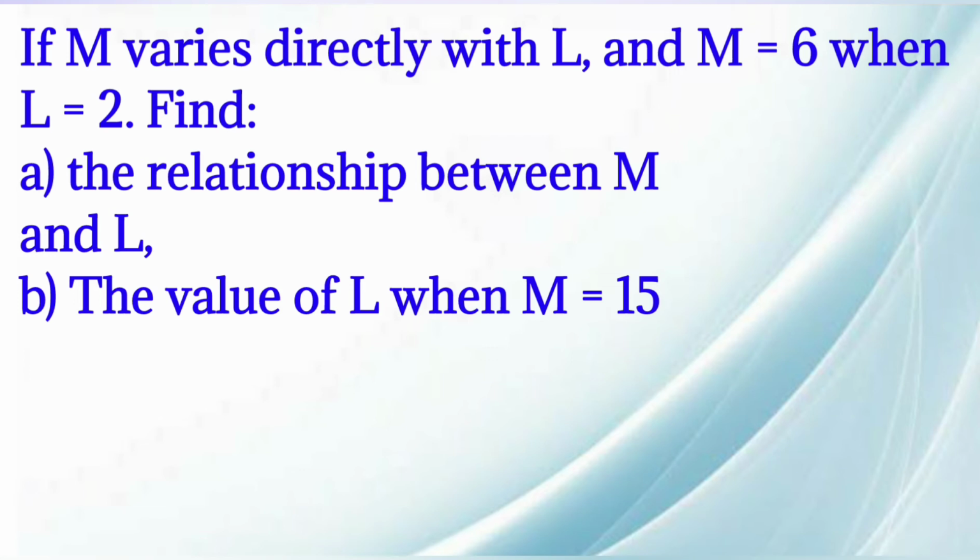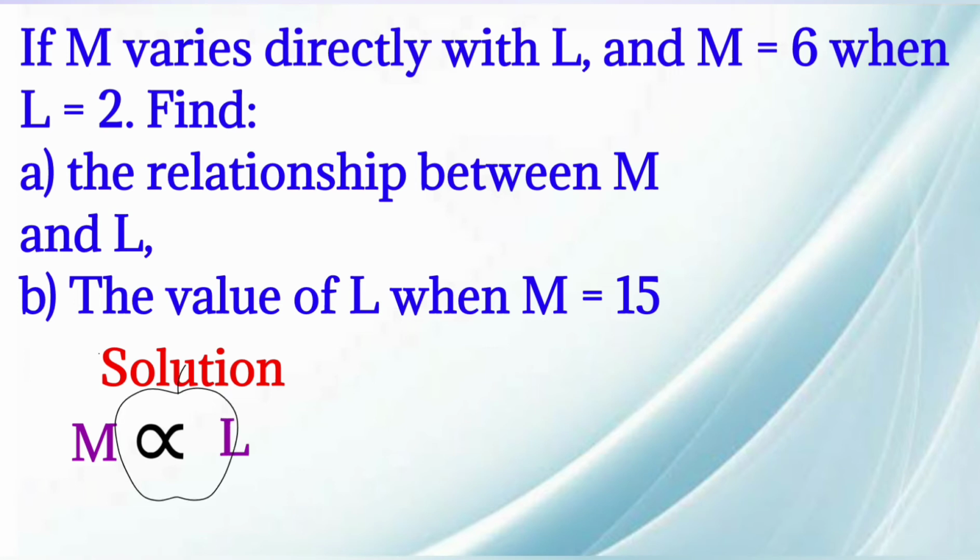Now here is the solution. From the first statement, m varies directly with L. So you can write it like this in mathematics. Now replace the proportionality sign with an equal to and a constant. Therefore, you would have m is equal to k times L. Call this equation A.